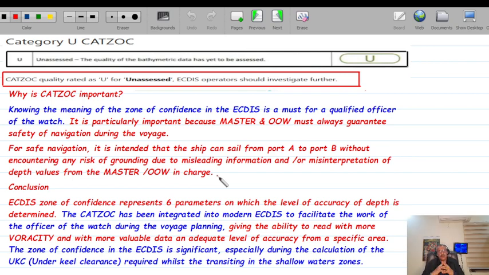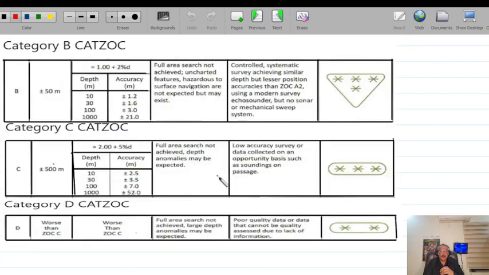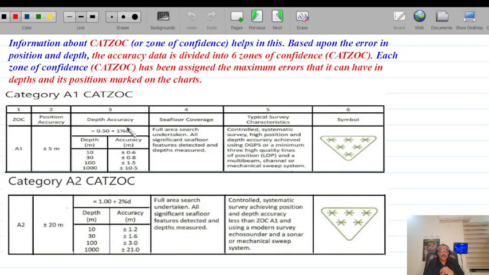And thereafter, whatever is the accuracy in the depth, which is stated here, the depth accuracy is plus minus 0.6 meters. That is, I'm showing you the example in category CATZOC A. This also shall be included with respect to the depth in which you are navigating into the UKC calculation, which I've shown step by step as we go down the slide. So the accuracy of depth plus minus 0.6 meter, what I would do as a master, because negative will put me below the datum, I would add up this 0.6 meters.